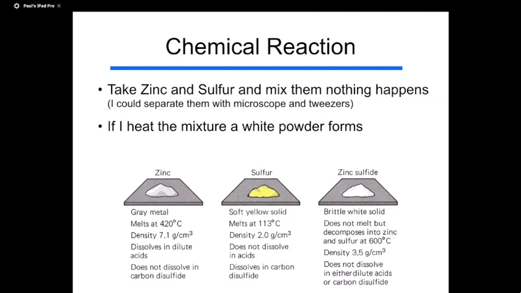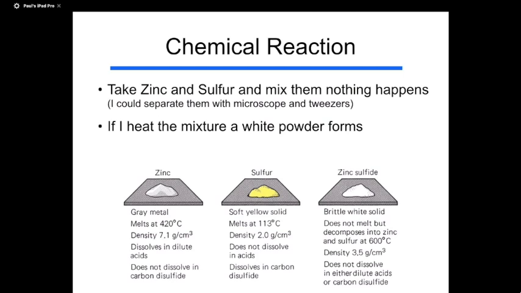But if I put them in a beaker and I add just a little bit of heat to start the reaction, they will combine together, become a solid chunk, and turn white. And I will make a compound called zinc sulfide, which is brittle. So if I hit it with a hammer, it would shatter like a plate. It doesn't melt. It can go up to 600 degrees, but at that point, it may break back into the two elements. Its density is between the two.